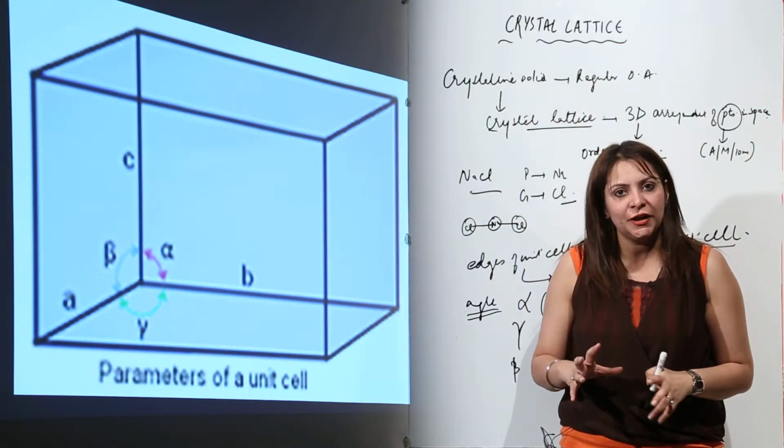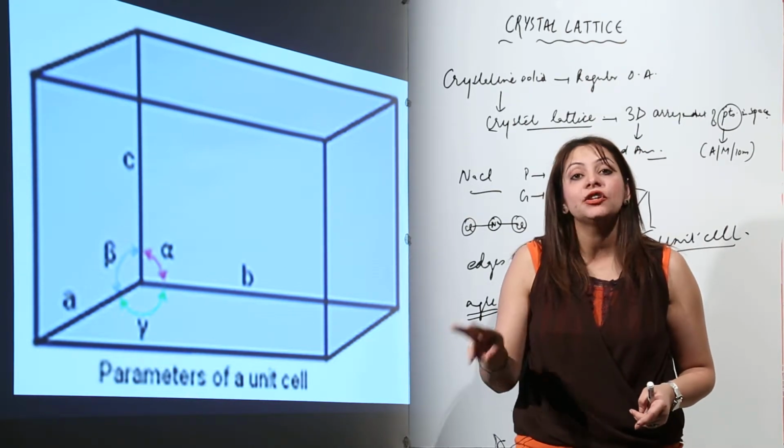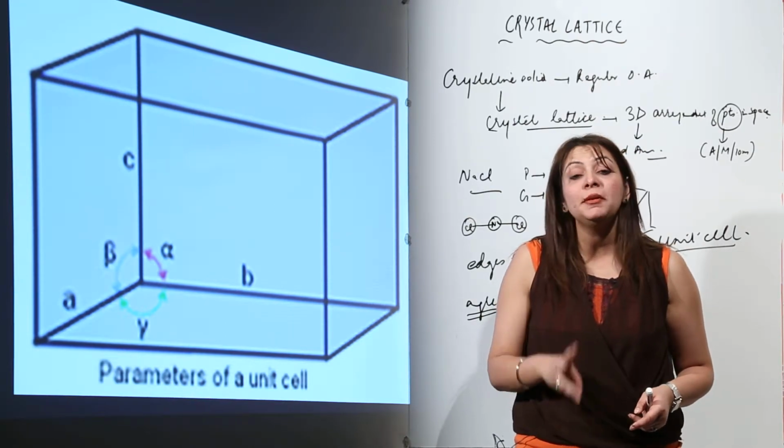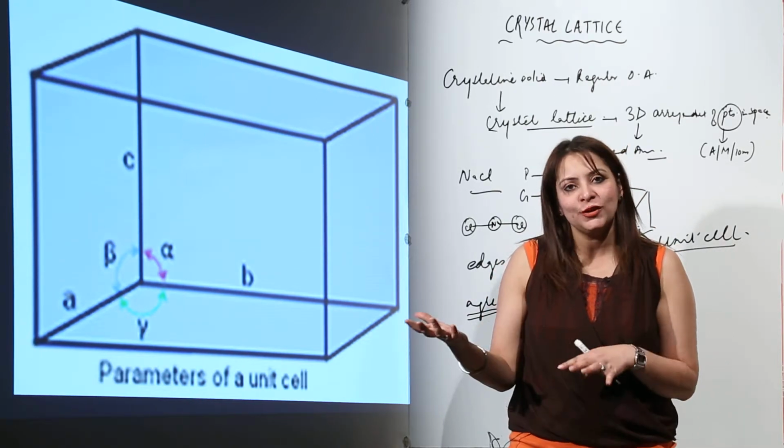The unit cell is actually expressed in 6 parameters. And what are those 6 parameters? Obviously the 3 sides and the 3 angles between the edges, right. And keep in mind the edges are not always perpendicular to each other, right. The angle may vary from this to that.